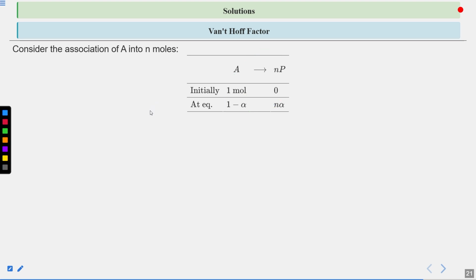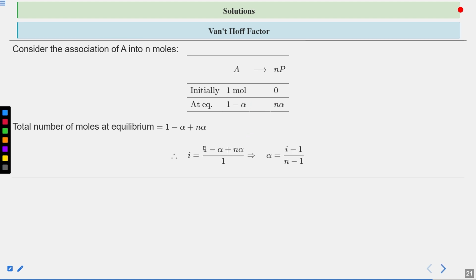Then what will be the number of particles at equilibrium? It will be simply 1 minus alpha plus n alpha. Then I can be calculated as (1 minus alpha plus n alpha) by 1, which will finally give you the alpha value as (I minus 1) by (n minus 1). Now remember these two formulas, it's very important. For the case of association, it is (I minus 1) by (n minus 1), whereas in case of dissociation, it is (I minus 1) by (n minus 1), where n is the number of particles getting associated, and in this case it is getting dissociated.